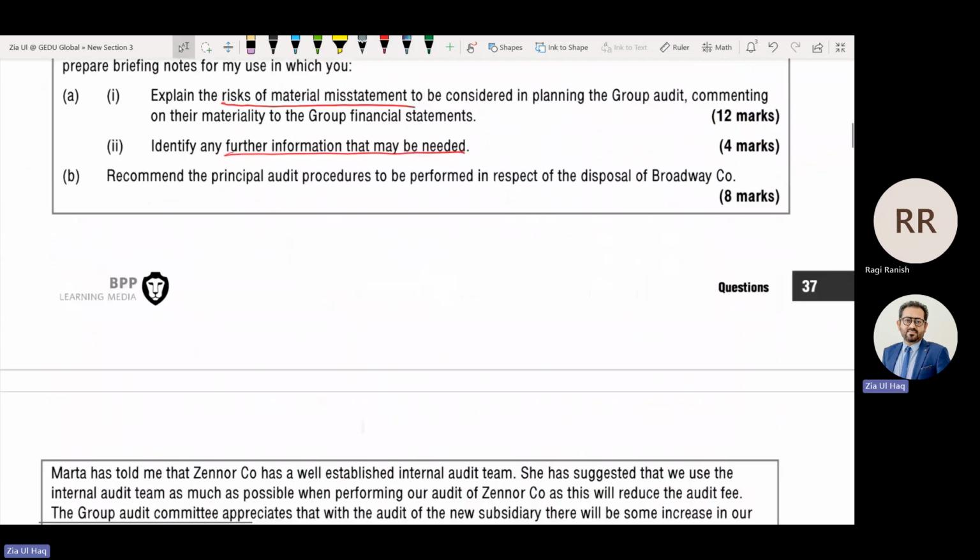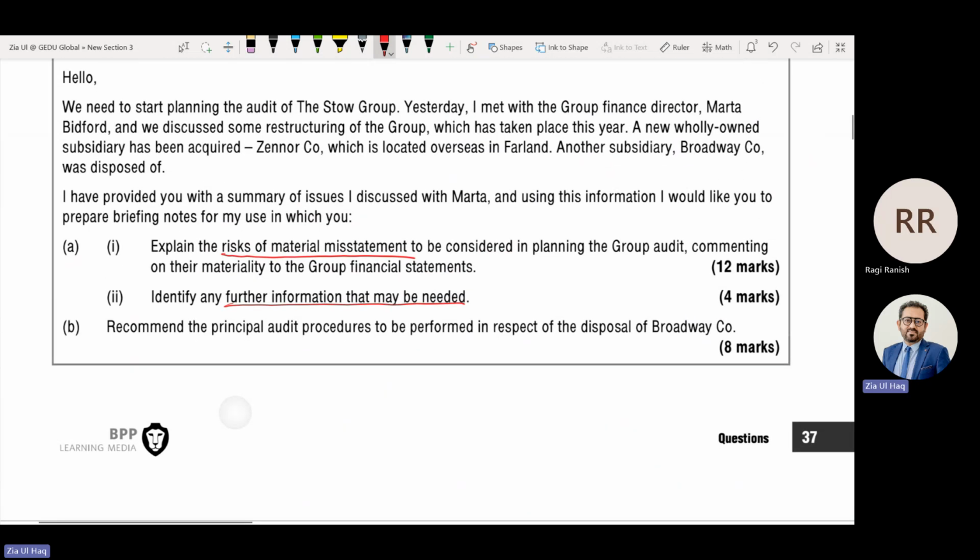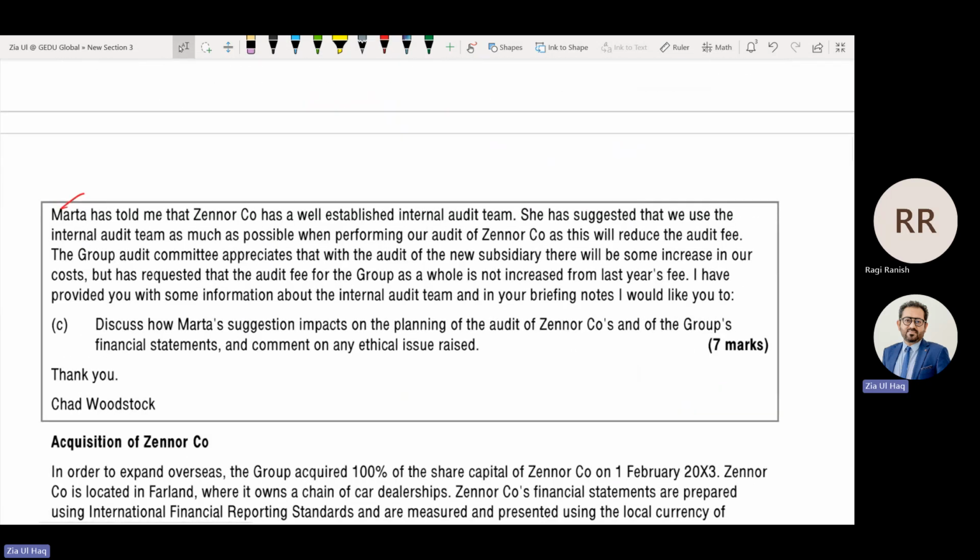Before part C, there is one paragraph. Part B is still left. We're going to deal with it later on. Part B left. Mata has told me. Who is Mata? Finance director of the company. Who is saying this? The engagement partner, who has written an email for you, the audit manager. So Mata, finance director, has told me that Zanner company has a well-established internal audit team. And we have seen how well-established they are.